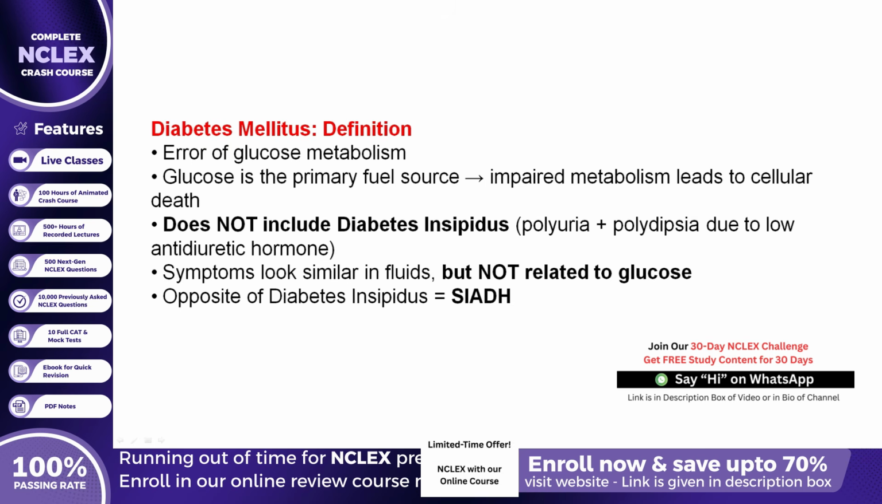Moving into diabetes mellitus, we define it as an error of glucose metabolism. Glucose is the primary fuel source, so impaired metabolism leads to cellular death. Diabetes mellitus does not include diabetes insipidus, which is polyuria and polydipsia, due to low antidiuretic hormone. The symptoms may look similar in terms of fluids, but they are not related to glucose. The opposite of diabetes insipidus is SIADH.